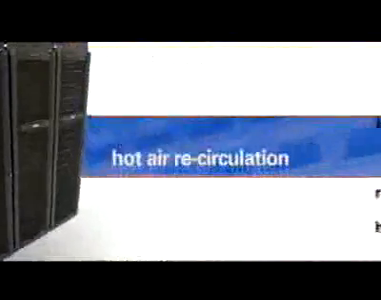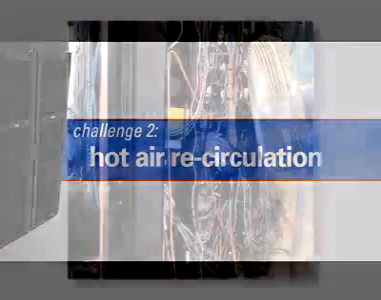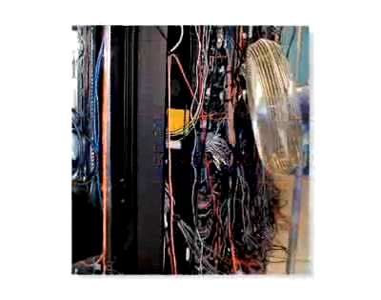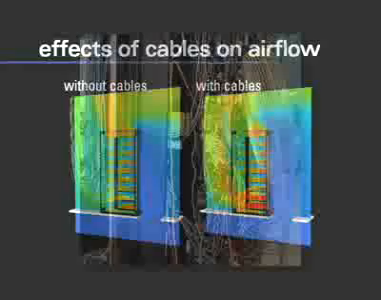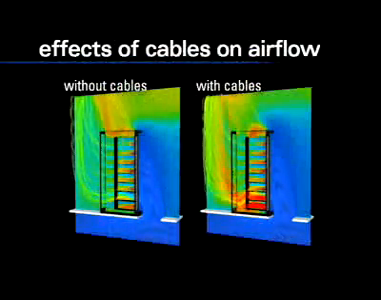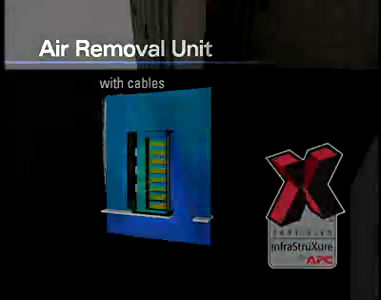Challenge number 2. Hot air recirculation. Power and data cabling at the back of a rack enclosure can block the exhaust air of rack-mounted equipment. When the IT equipment cannot draw the necessary airflow to remove the heat, the airflow through the server is slowed or stopped, creating higher temperatures throughout the equipment. The solution? APC's Rack Air Removal Unit, or ARU.